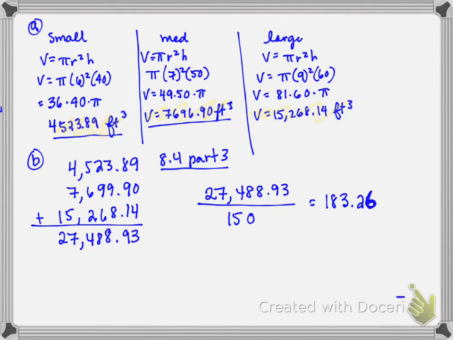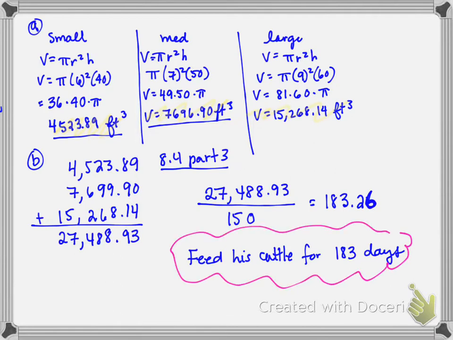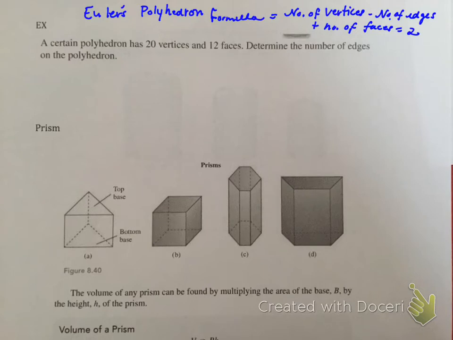Okay, so remember this is talking about days. So how many days can he feed his cattle? He can feed his cattle for 183 days. Okay, you could get a half day out of that, but I'm sure the cattle would appreciate a whole day. So that's how you do that problem. Okay, let's check out what's next.